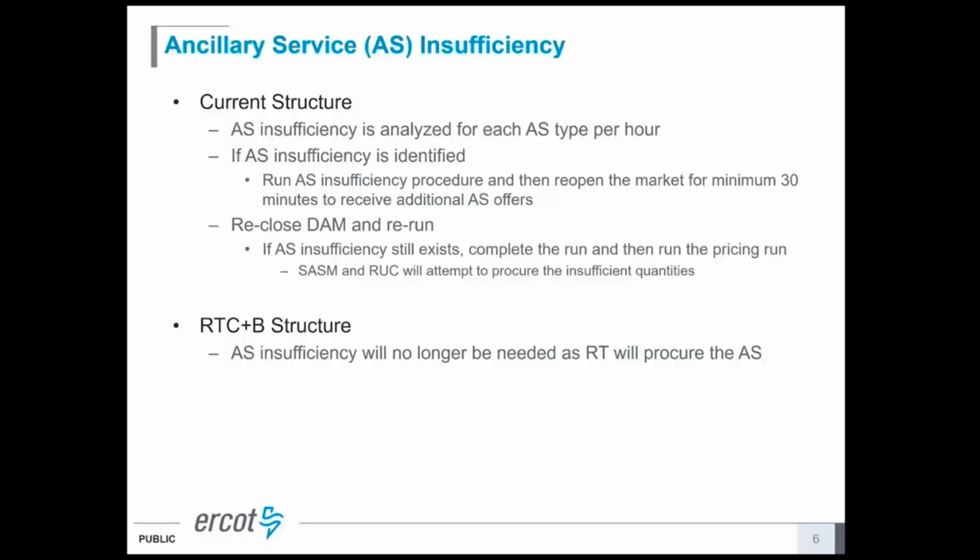If insufficiency still exists, a pricing run will be executed to price based on current conditions. SASM and RUC will then be used to procure the remaining quantities. AS insufficiency will no longer exist in RTC+B, as real-time will procure ancillary services. SASM will also no longer exist.